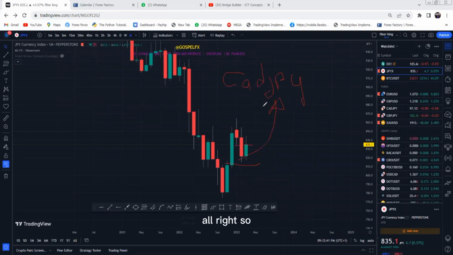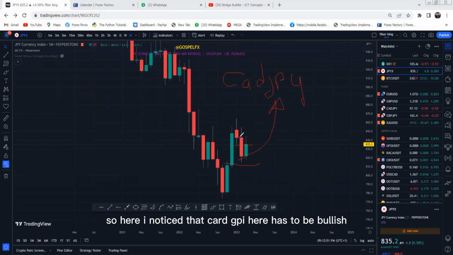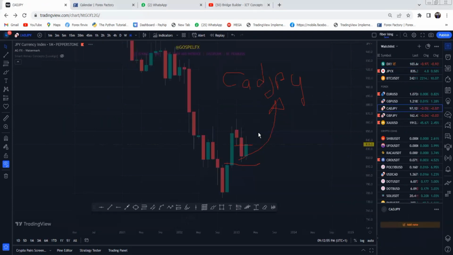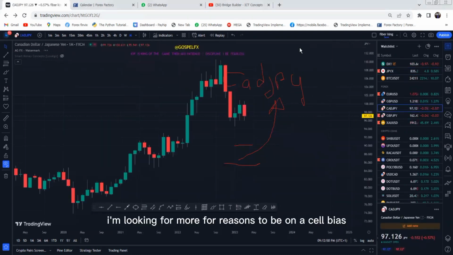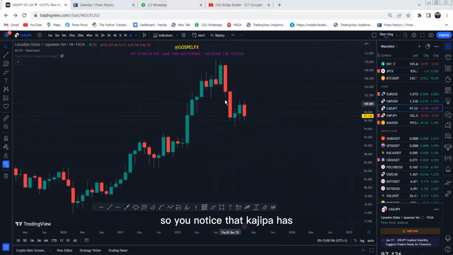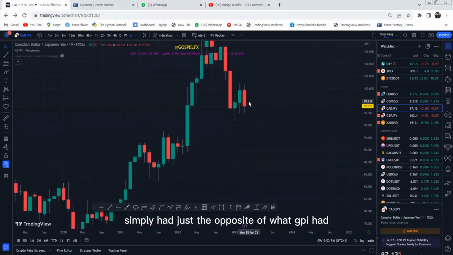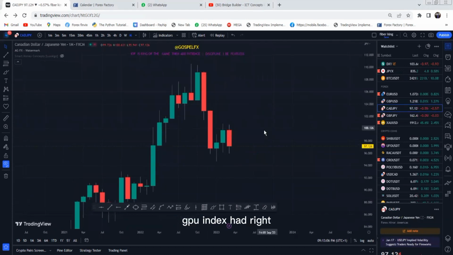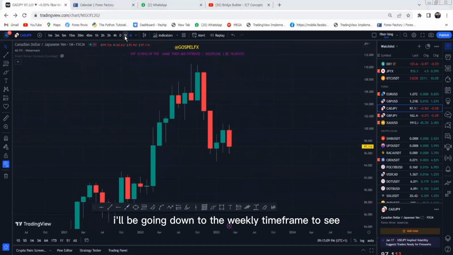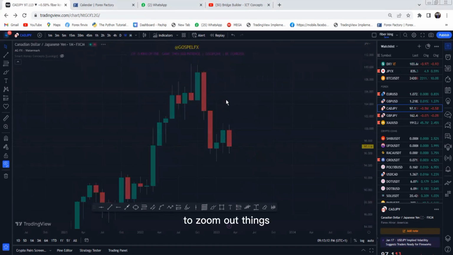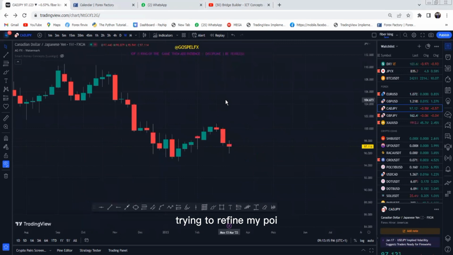So when JPY is bullish, we expect CADJPY to be selling. We expect CADJPY to be selling. So here I notice that the JPY index here has to be bullish. So when I go back to CADJPY now, I'm looking for reasons to be on a sell bias. You notice that CADJPY here simply had just the opposite of what the JPY index had. So from here now, I'll be going down to the weekly time frame to zoom out, trying to refine my POI.